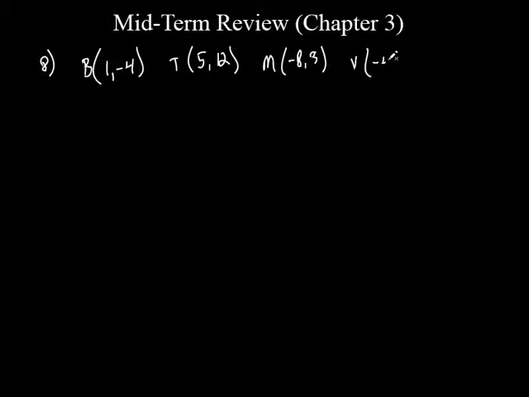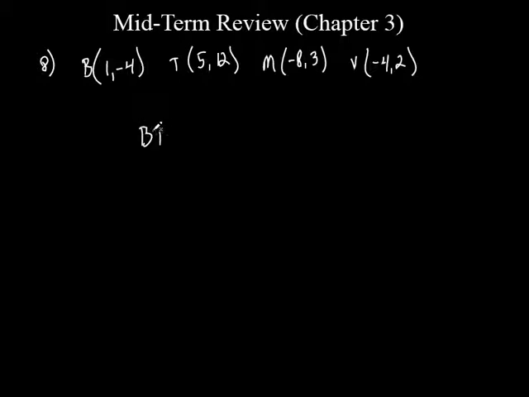Number 8. They give you 4 points, and they label the points. Point B is 1, -4, and point T is 5, 12. Point M is -8, 3. And then point V is -4, 2. It's a weird looking 3. Let's write it like that. Alright, here's what they ask you to do.